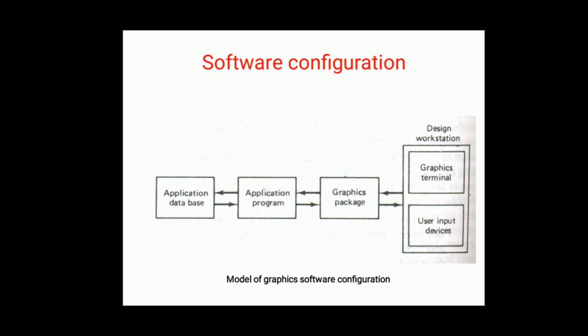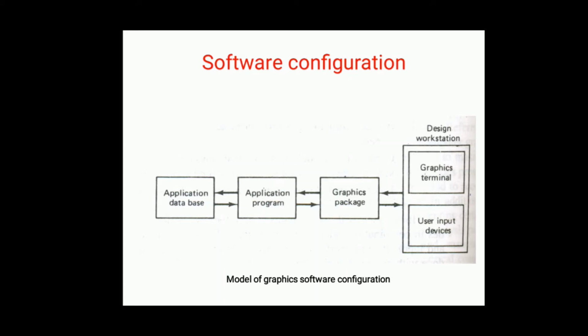From that, we create a program, and graphics packages means we are using various CAD CAM CAE software. We make the program for that application. We give the database and create the database in our computer system. Like this, we continue these cycles for different part configurations. So this is the configuration of the software.